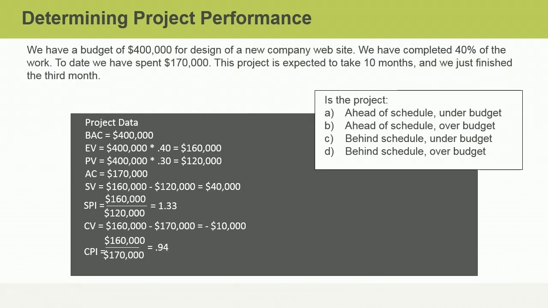Now it's time to summarize our project performance in terms of both schedule and cost. You may be asked, is the project A, ahead of schedule and under budget, B, ahead of schedule and over budget, C, behind schedule and under budget, or D, behind schedule and over budget? Take a moment to determine which option best reflects the project performance at this point in time. If you'd like more time to think about your answer, just pause the video and resume when you're ready. If you said B, ahead of schedule and over budget, you are correct.